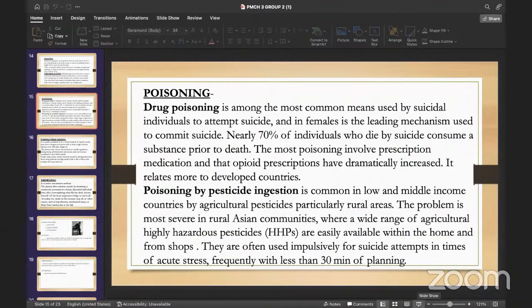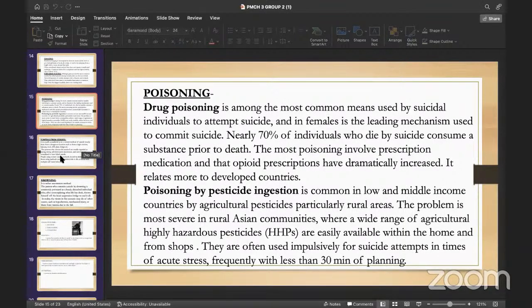Poisoning is among the most common means used by suicidal individuals to attempt suicide, and in females, it is the leading mechanism used to commit suicide. Nearly 70% of individuals who die by suicide consume a substance prior to death. Most poisoning involves prescription medication, and opioid prescriptions have dramatically increased. It relates more to the developed countries.